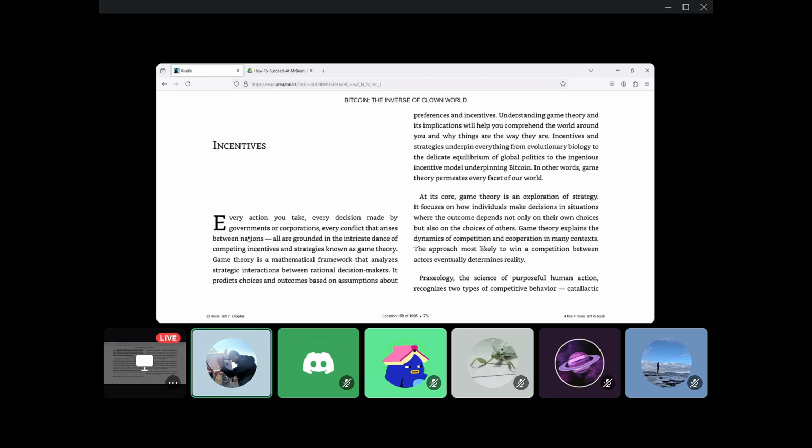Okay, let's start. Incentives. Every action you take, every decision made by governments or corporations, every conflict that arises between nations, all are grounded in the intricate dance of competing incentives and strategies known as game theory. Game theory is a mathematical framework that analyzes strategic interactions between rational decision makers. It predicts choices and outcomes based on assumptions about preferences and incentives. Understanding game theory and its implications will help you comprehend the world around you and why things are the way they are. Incentives and strategies underpin everything from evolutionary biology to the delicate equilibrium of global politics to the ingenious incentive model underpinning Bitcoin. In other words, game theory permeates every facet of our world.